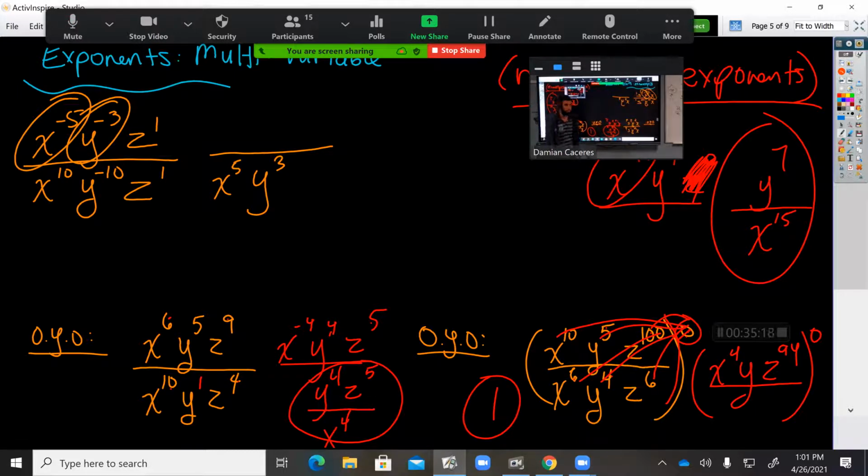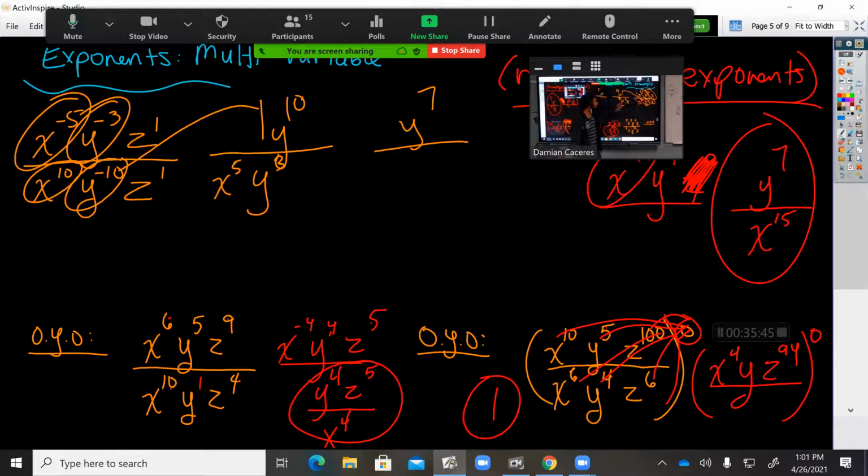Are you with me? Now, on top here, we have just a 1 and y to the positive 10. Because y to the negative 10, you move it to the top to make it positive. So now, all you really have to do is subtract positive exponents from positive exponents. 10 minus 3 gives you y to the 7th. And then here you have x10 and x5, which is x15.